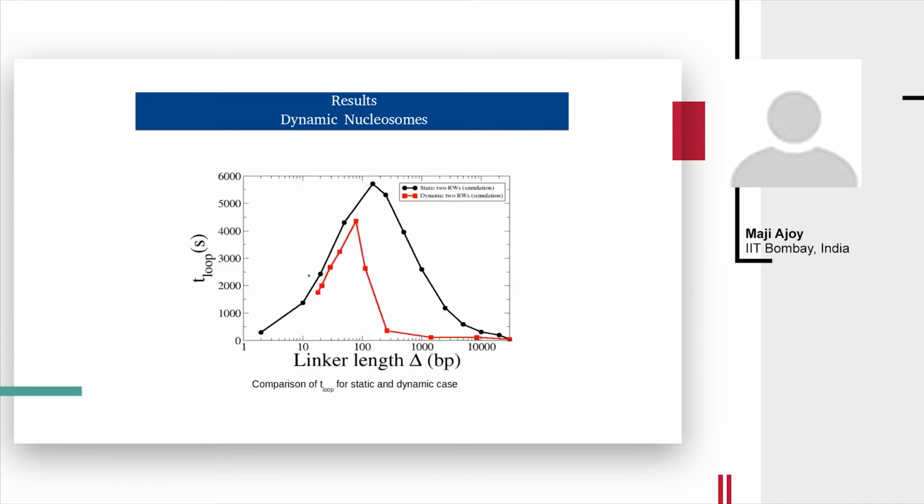So now if we plot the loop formation time as a function of linker length in case of dynamic nucleosome, which is represented by this red curve, you can see this red curve consistently lies below the black one, which is for static nucleosome. So the loop formation process in case of dynamic nucleosome is faster than in static nucleosome.